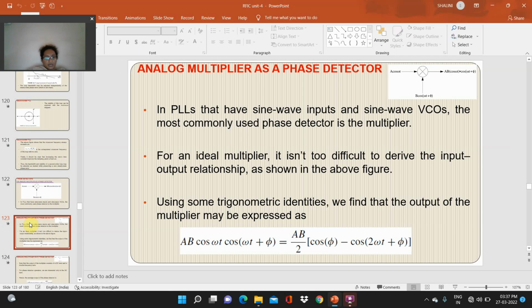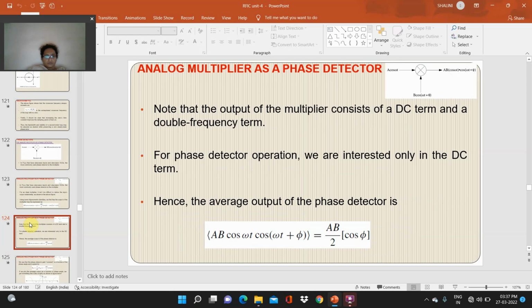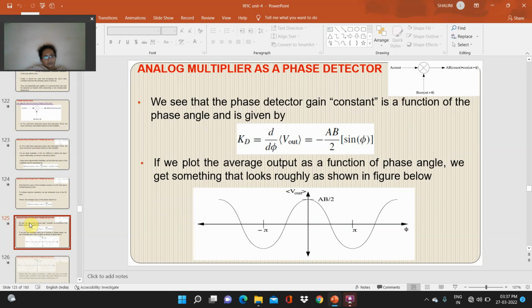AB cos(omega t) cos(omega t plus phi) is equal to AB by 2 of [cos phi minus cos(2 omega t plus phi)]. Note that the output of the multiplier consists of a DC term and a double frequency term. For phase detector operation, we are interested only in the DC term. Hence, the average output of the phase detector is AB by 2 into cos phi. Analog multiplier as a phase detector.